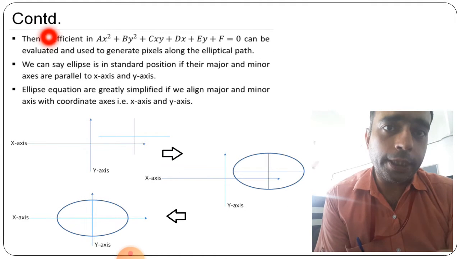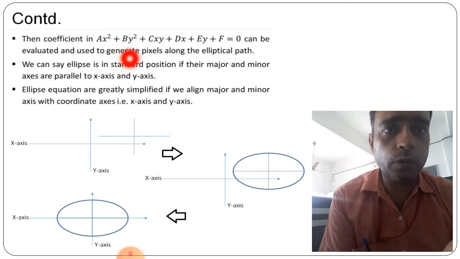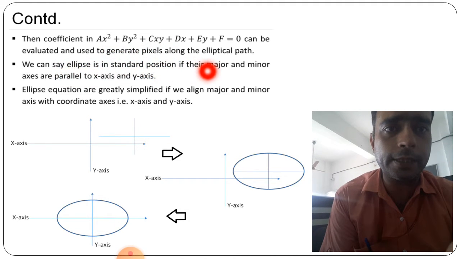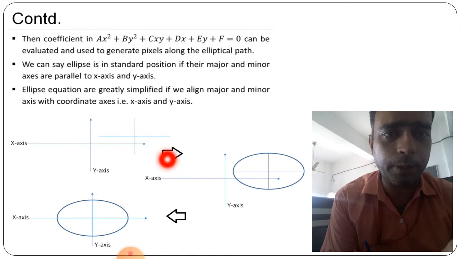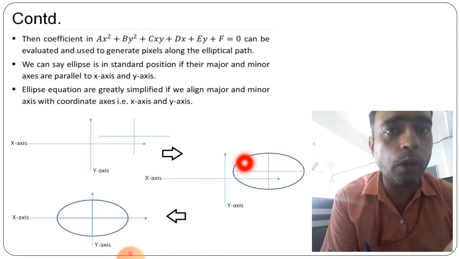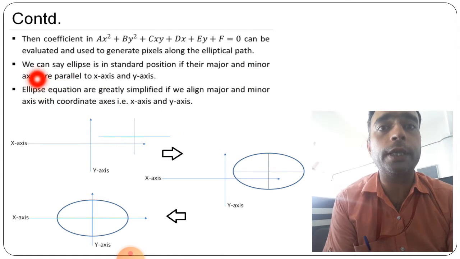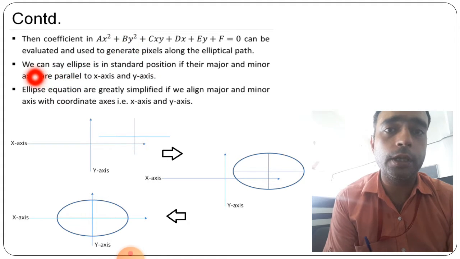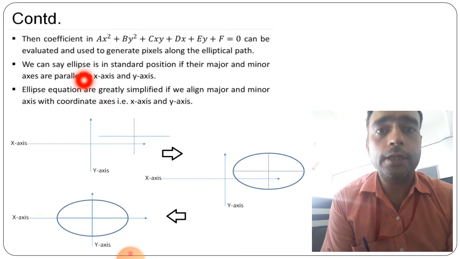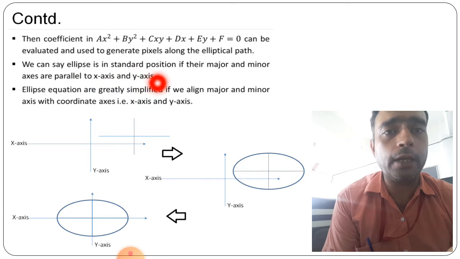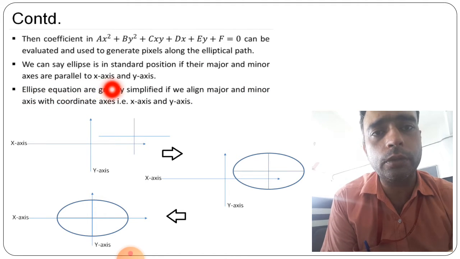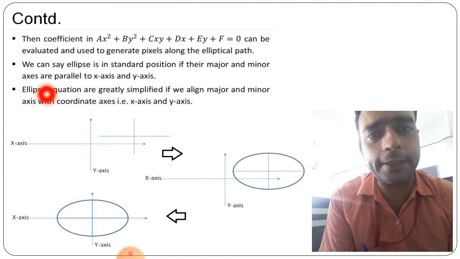Now after that, the coefficients in this can be evaluated and used to generate the pixels along the elliptical path. मतलब ये पूरा बाउंड्री में जो ओवरऑल जो पर्टिकुलर पॉइंट्स हैं वो सब फाइंड आउट करने में हेल्प कर सकते हैं ये सब कोएफिशिएंट्स. And we can say that ellipse is in standard position if their major and minor axis are parallel to x axis and y axis.